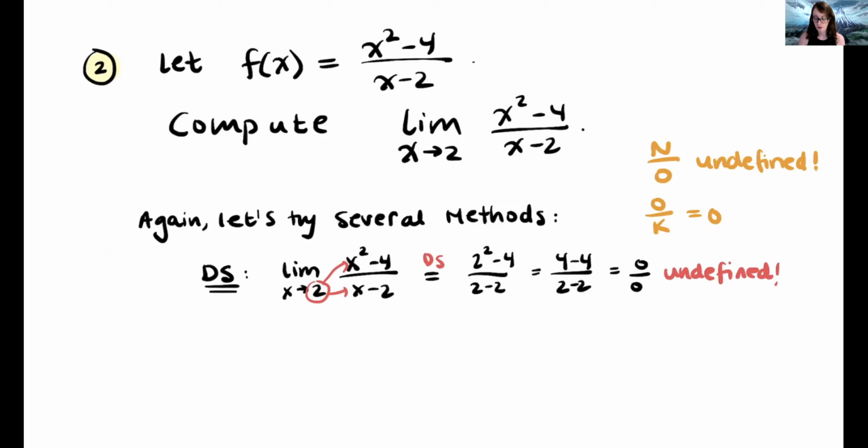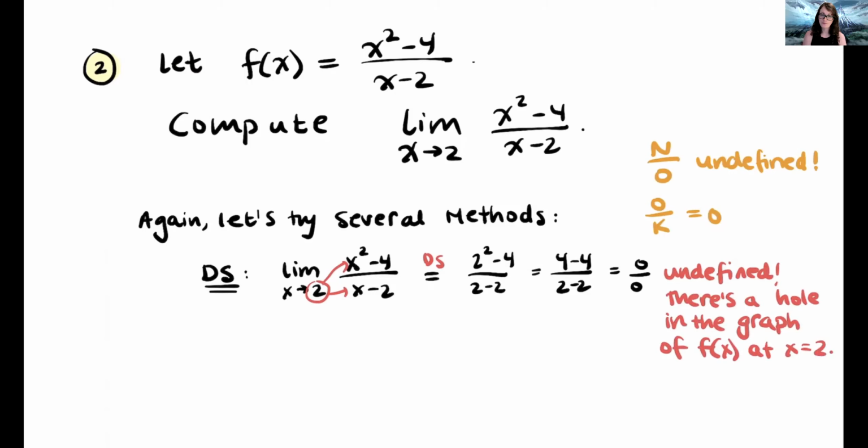We'll get into that a little more, but when you have 0 over 0, this essentially means that we do have a hole in the graph 90% of the time. So let's note that. So there's a hole in the graph of f of x at x equals 2. That's what this means if we try direct substitution and get 0 over 0 out.